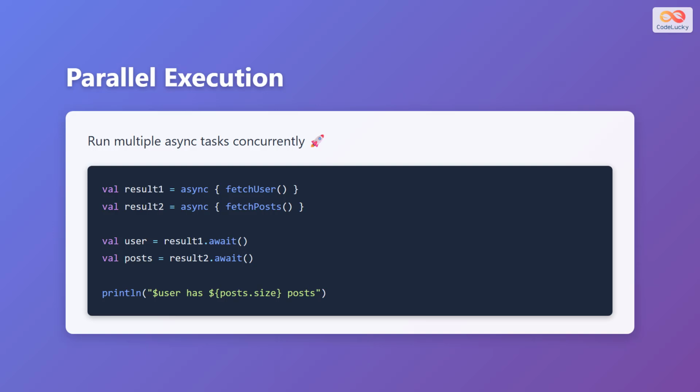One of the most powerful features of async is running multiple tasks in parallel. In this example, we launch two async operations. Result 1 fetches user data, and result 2 fetches posts data. Both of these start executing immediately and run concurrently. Then we call await on each result to get the actual data. The beauty here is that both fetch operations happen at the same time, not one after the other. If each fetch takes 1 second, the total time is about 1 second, not 2. This parallel execution significantly improves performance when you have multiple independent asynchronous tasks.